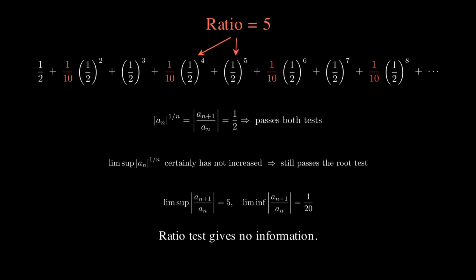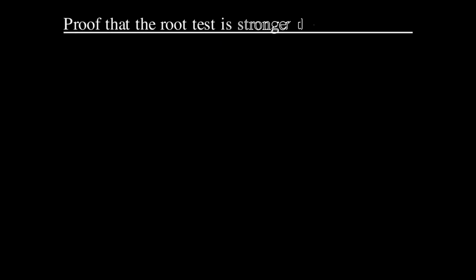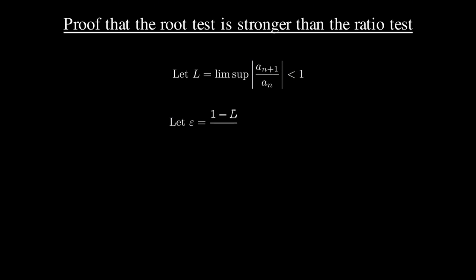a real proof, then here it is. We're going to start with a series that passes the ratio test for convergence and show that it also passes the root test. So we'll let big L be the lim sup of the sequence of ratios, which will be less than 1, and as usual, we will let epsilon be half the distance from L to 1, so that L plus epsilon is also less than 1.